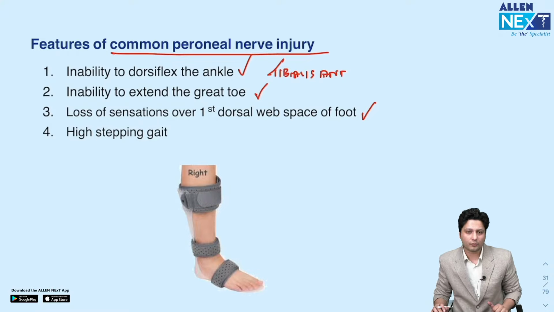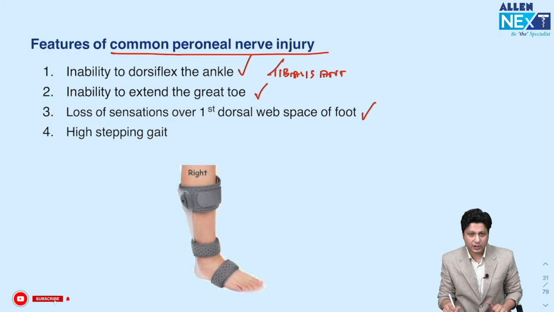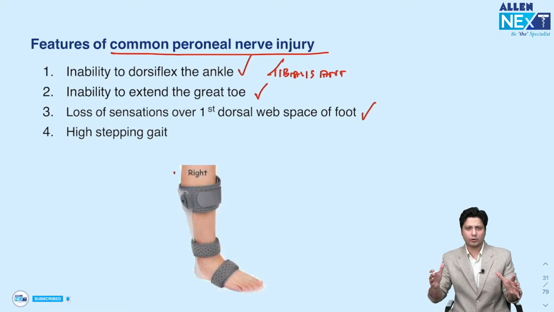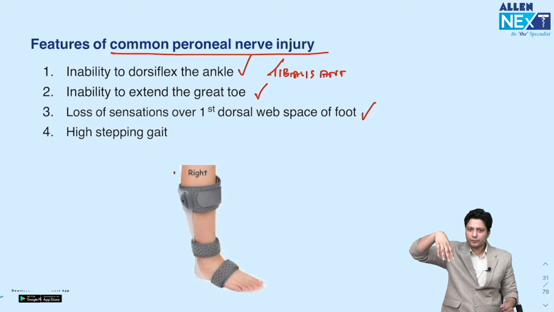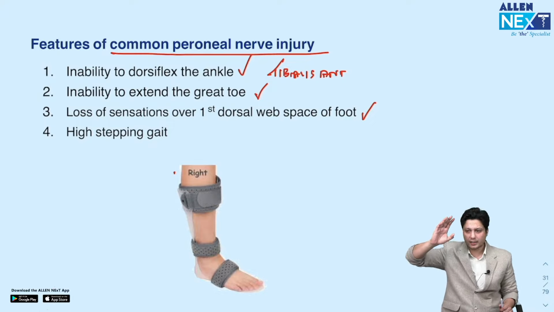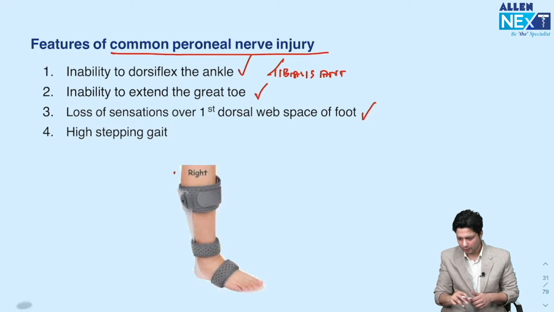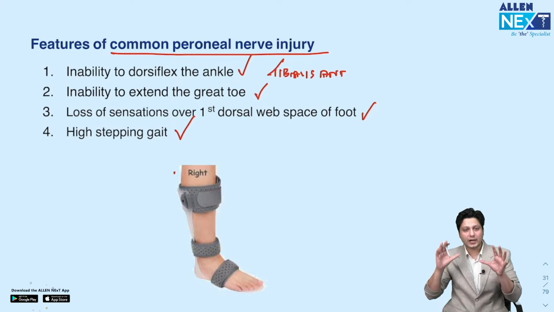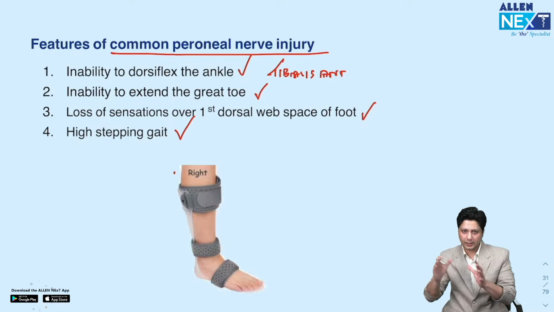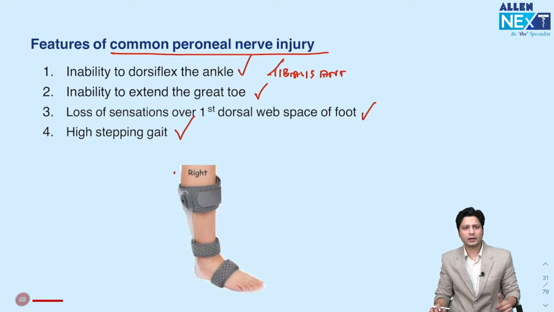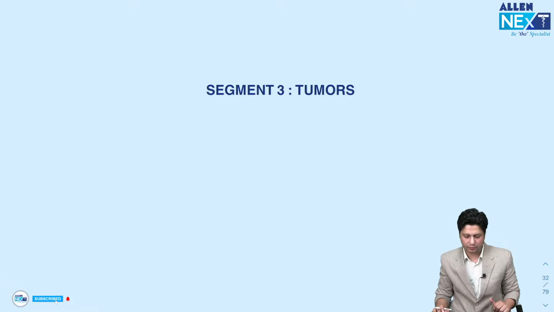These are the features of the common peroneal nerve injury, and a high stepping gait. All of you know high stepping gait, because if the foot is in plantar flexion, then in order to perform the normal gait, he has to take a higher step in order to have a greater clearance of the ground. So this is high stepping gait, which is again a feature of a common peroneal nerve injury. These all are the features that you have to remember.